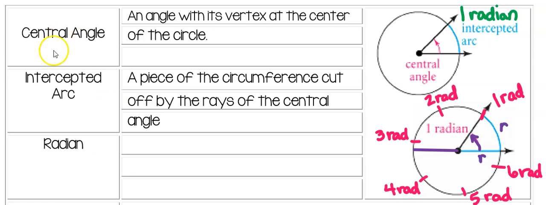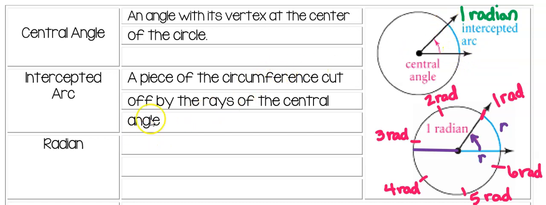Today we're going to talk about the concept of radians. We're first going to define what a central angle is. A central angle is an angle with its vertex at the center of the circle. So this little angle here swept out is a central angle. An intercepted arc is a piece of the circumference cut off by the rays of the central angle. Here we have an initial ray and a terminal ray, and this arc right here is the intercepted arc.